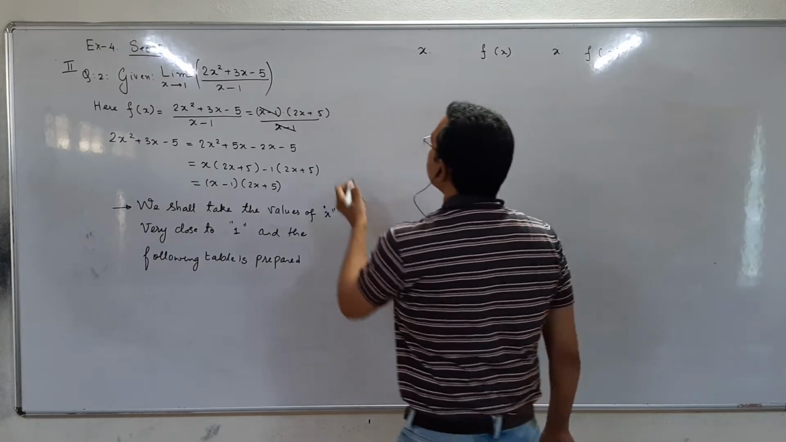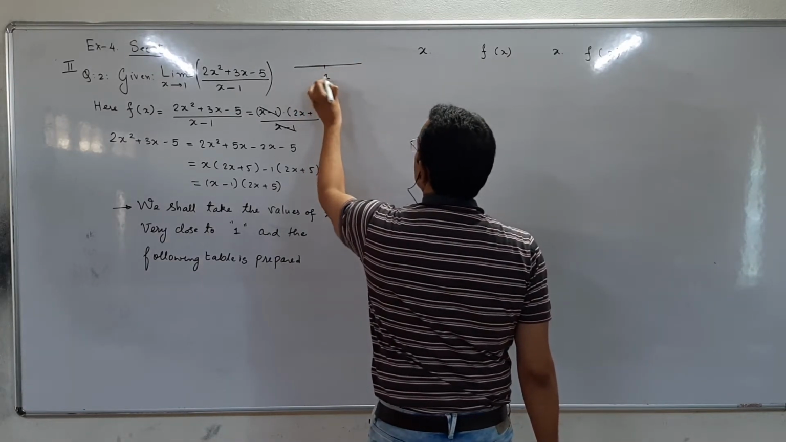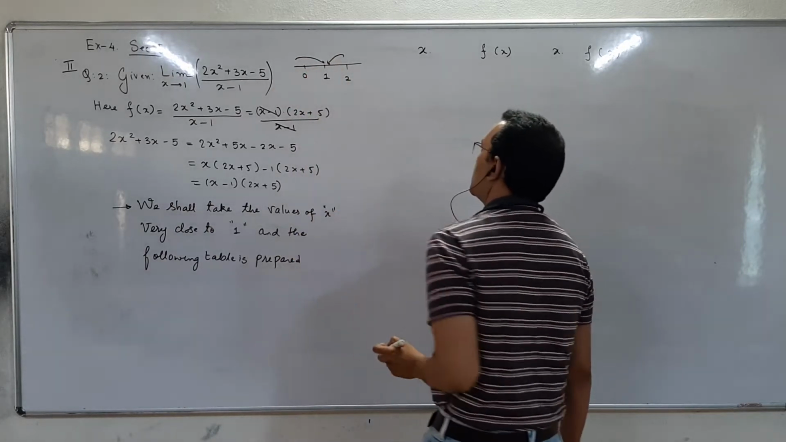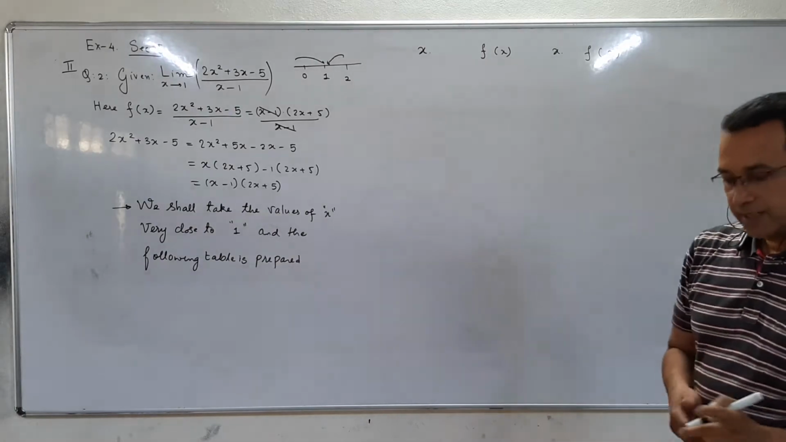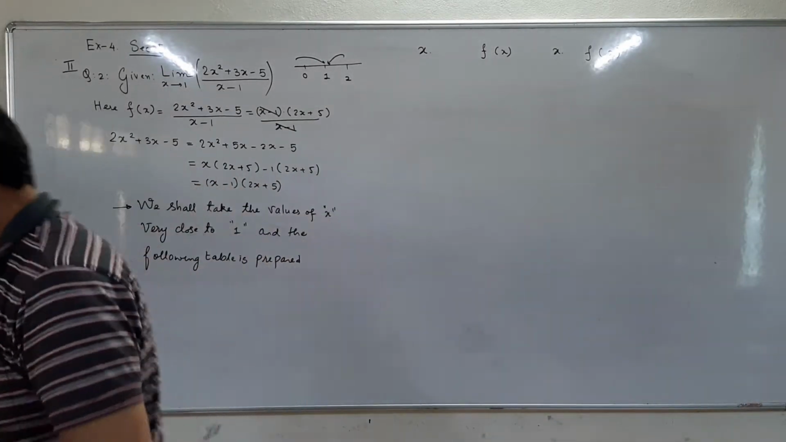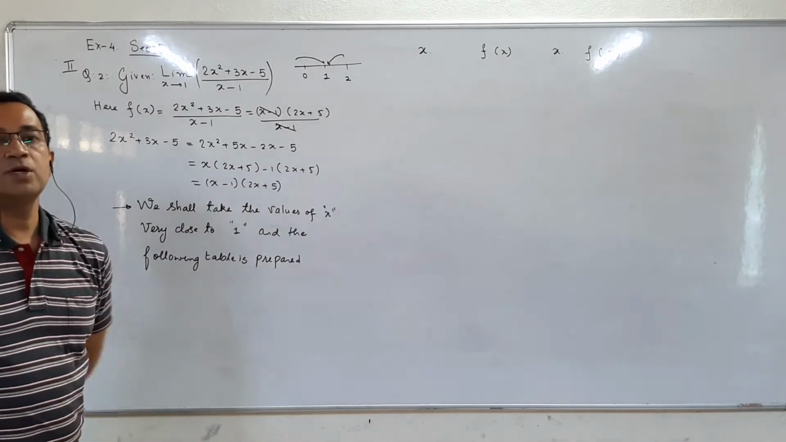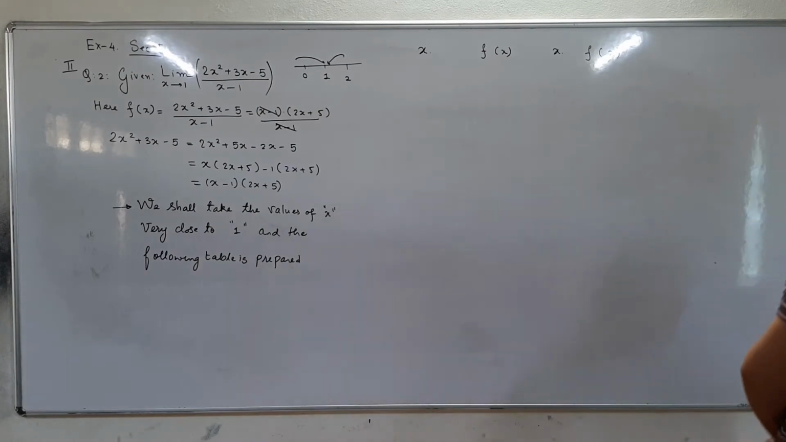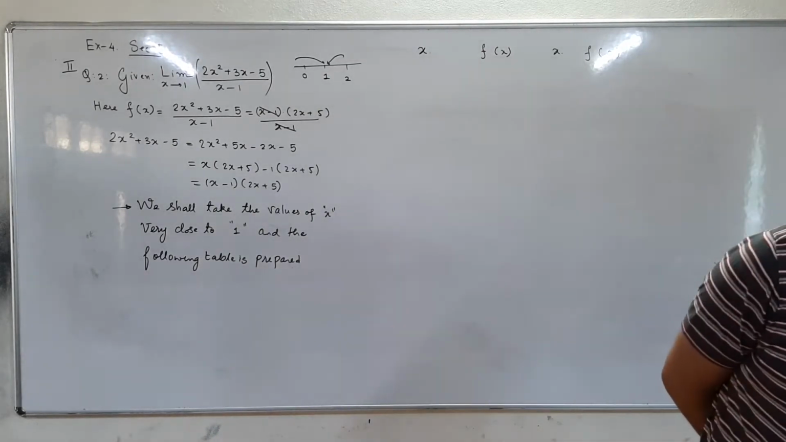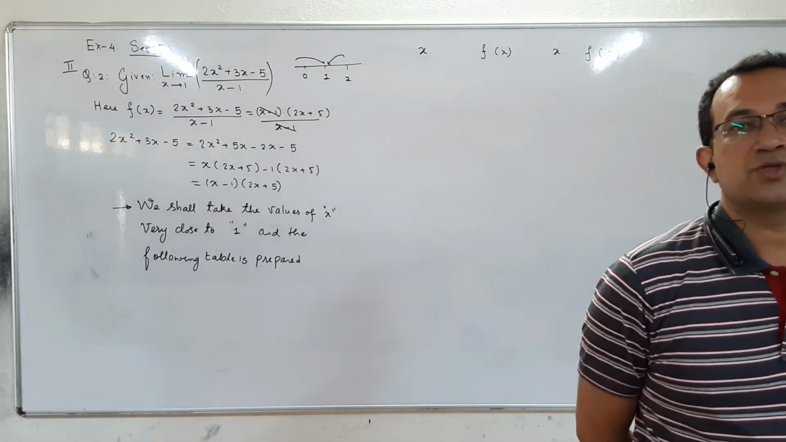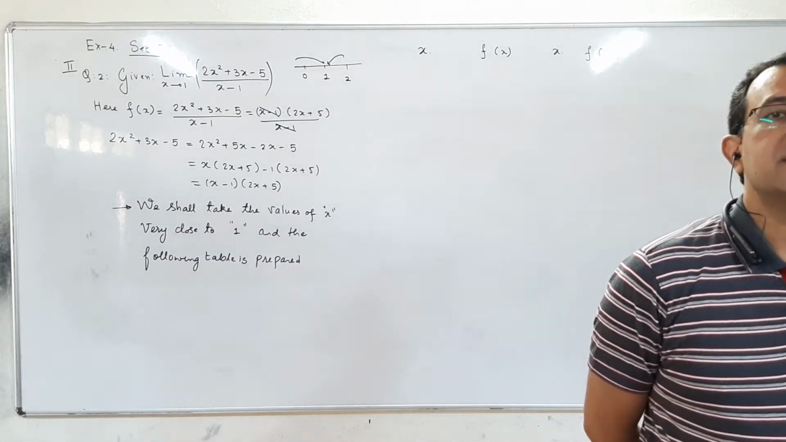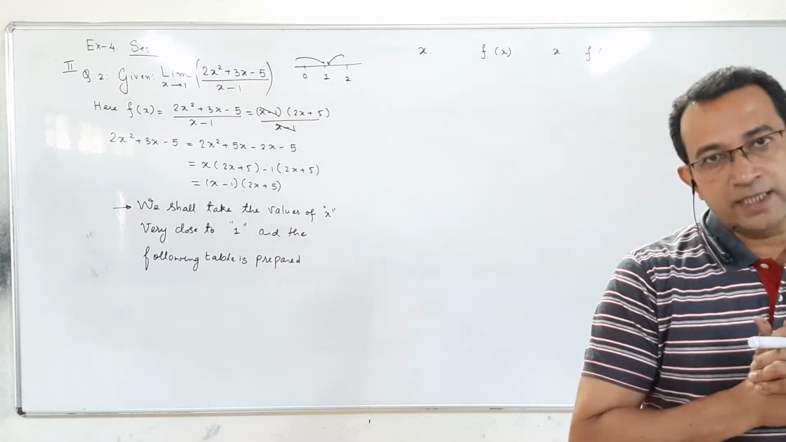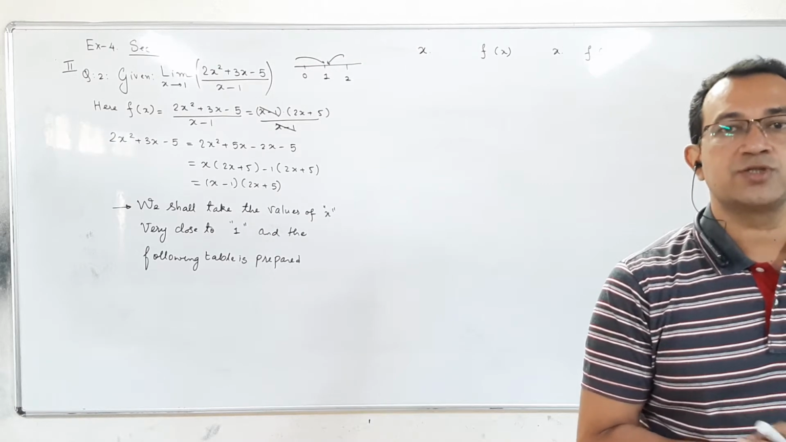Draw a number line. Say this is 1, left hand side 0, right hand side 2. We can approach 1, students, from 2 sides, either from the left hand side or from the right hand side. This is what we have to perfectly understand, and then do the sum.